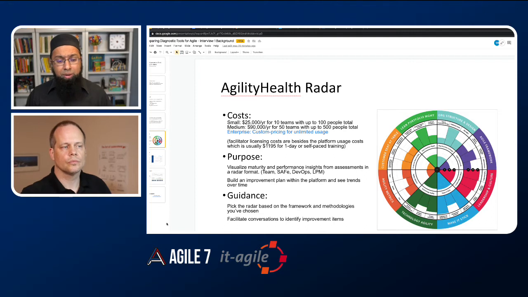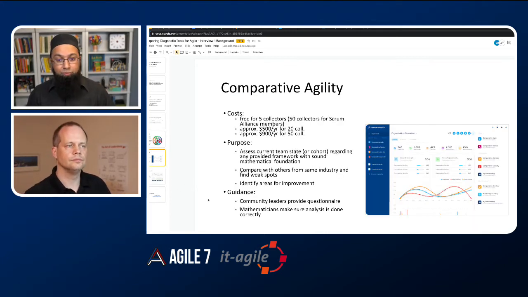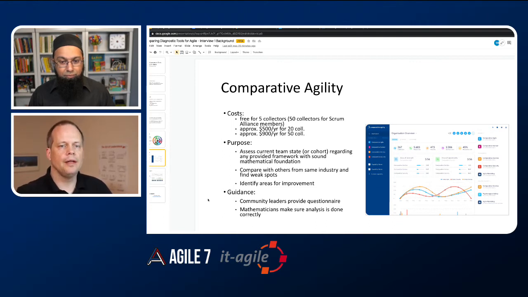Let's also talk about something similar, where they interview experts to get the right questions in place. So the next one is Comparative Agility. Why don't you talk about this? Yeah, so Comparative Agility's approach is to really collect a huge set of data. And that could be done in your organization.